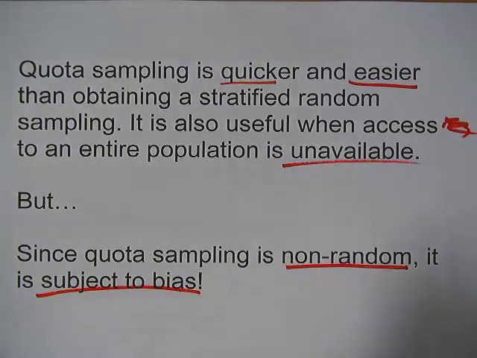So some bias can certainly creep in there if you're taking volunteers as part of your non-random sample. So again, just a word of warning, try to use stratified random sampling whenever possible, but quota sampling is another option, but again, not ideal.